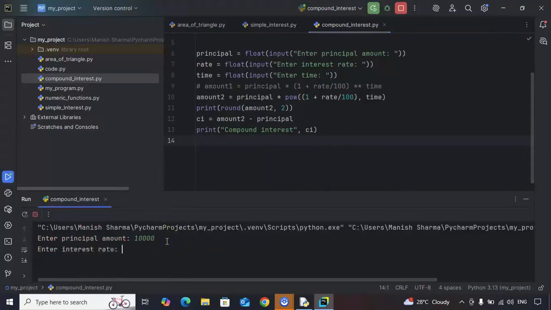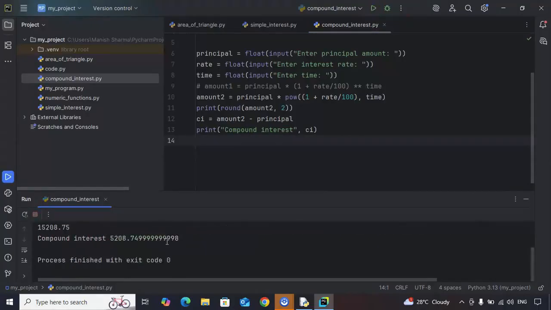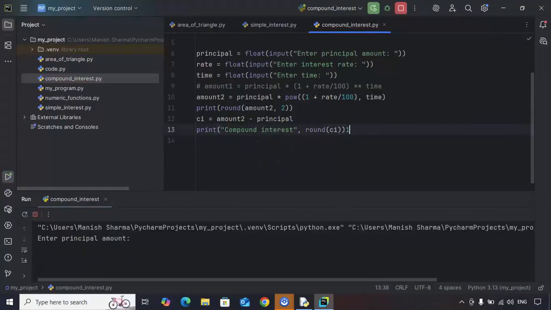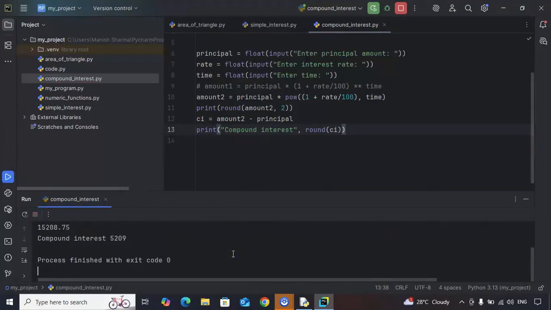Again 10,000. Interest is 15. Time is 3. Right? This is your interest. Again, round off. We have forgotten to do the round here. Shift F10. Sorry, come down. 10,000. Interest is 15. Times 3. Compound interest is 5,209. If you remember, the simple interest was 4,500. Right? Compound interest is more than the simple interest at the same amount of time and interest.